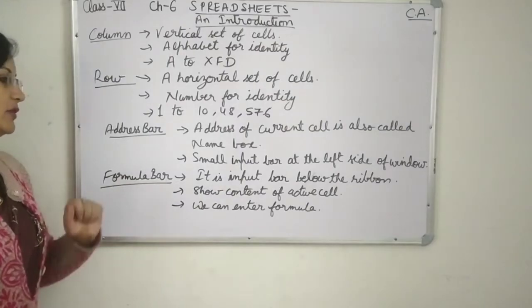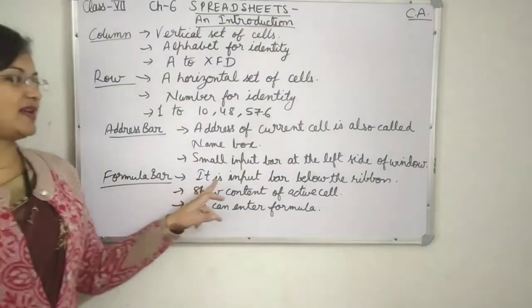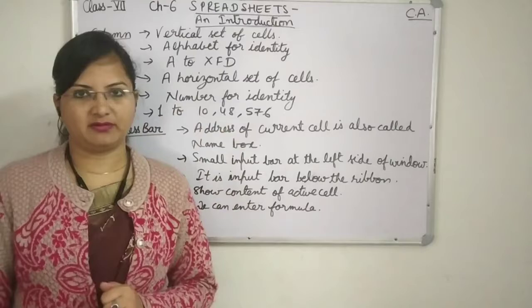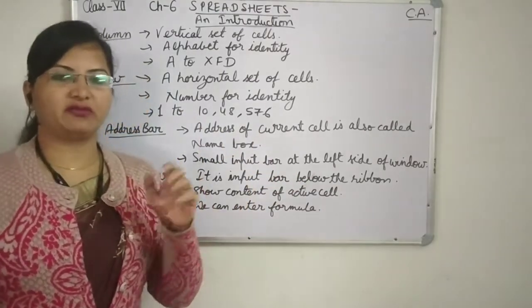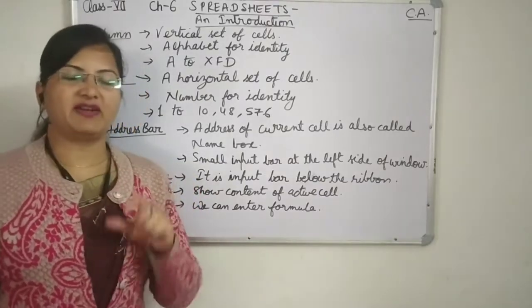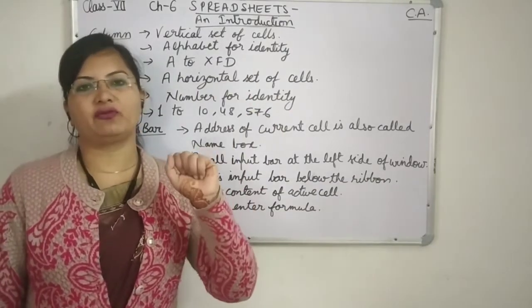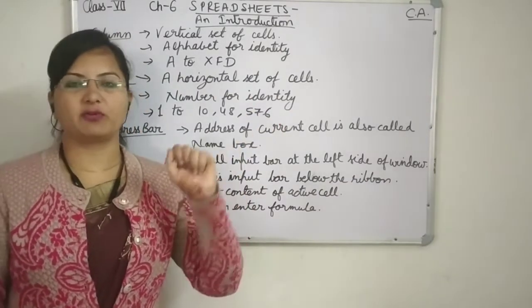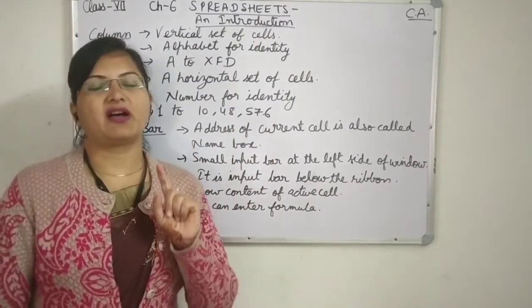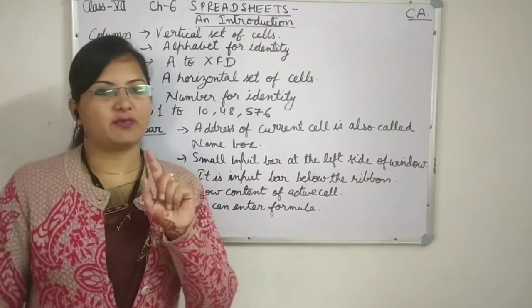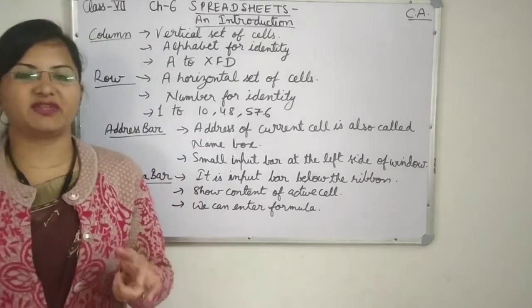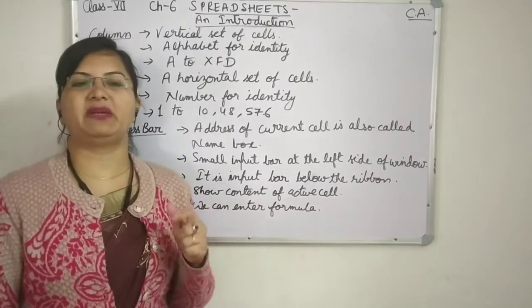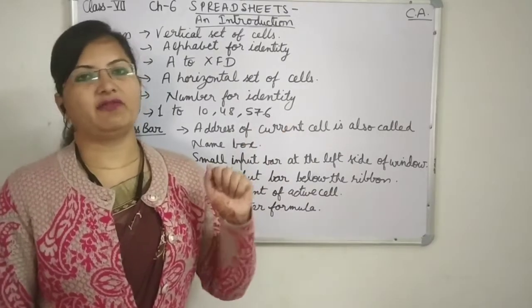Now, formula bar. Formula bar is actually the input bar below the ribbon. It is near the address bar. Okay. At the right of the address bar, you will be able to see the formula bar. When you select any cell, you will be able to write the formula for it in the formula bar. In the formula bar, you have to start the formula with the equal to symbol. And if you have selected any cell and something is written inside the cell, then you will be able to see the content in the formula bar.